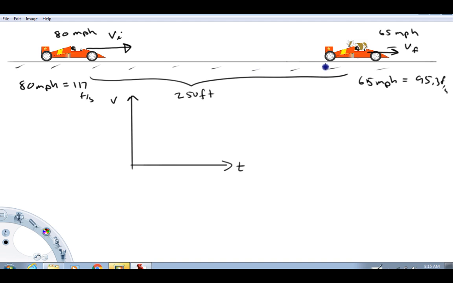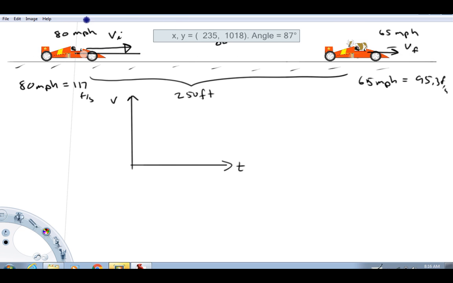All right, so at t equals 0, the car is going 117 feet per second. Sometime later, and I don't know a time yet, our delta t here is unknown. That's going to be one of the unknowns here. We'll deal with that. But sometime later, the car is going 95.3 feet per second. I'm going to put a coordinate system in, as usual. Anytime you're dealing with vectors, you should put a coordinate system in the problem. I usually put my coordinate system wherever the start of the problem is. So I'm going to call this t equals 0, and put the origin right there.